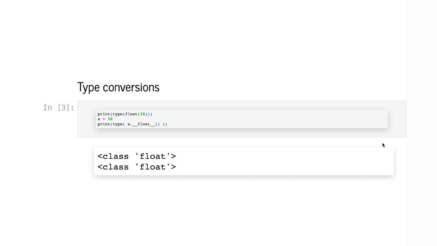So for example, if I define a as the integer 10, and then type A and a period, that references methods associated with the object. When I type A equals 10, I create an object. When I type A period, that references the methods associated with that object, and there's a method, underscore underscore float underscore underscore, with open and close parentheses. We'll use that method, and that will convert A from an integer into a floating point.